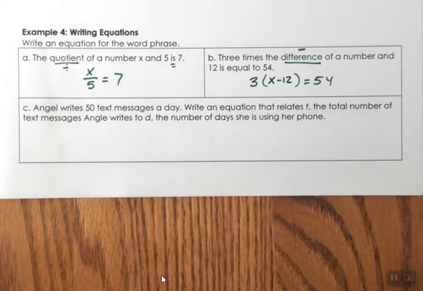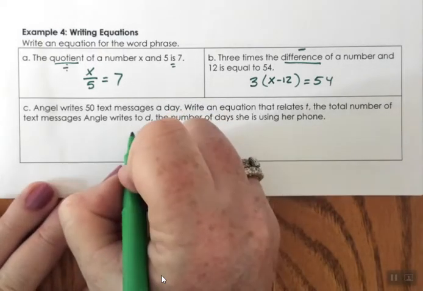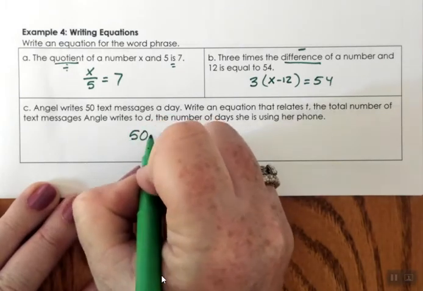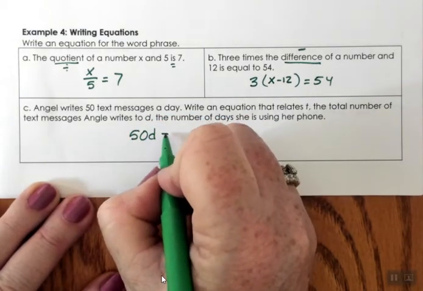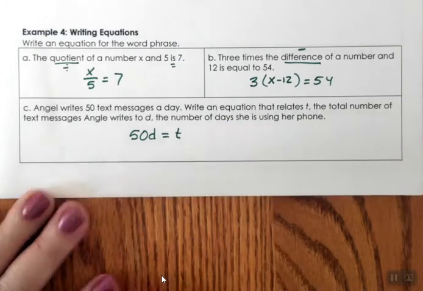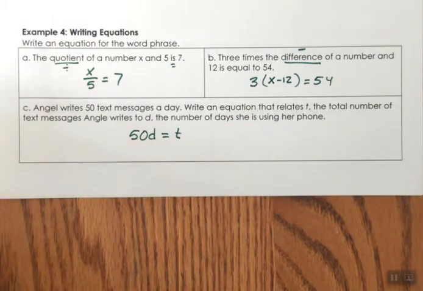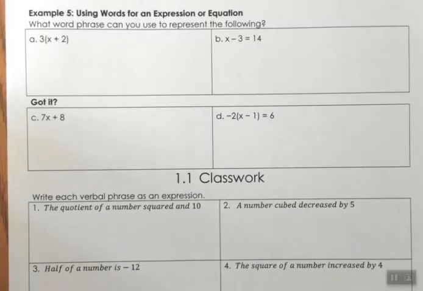And the last one, Angel writes 50 text messages a day. Write an equation that relates T, the total number of text messages Angel writes, to D, the number of days she's using her phone. So we know we have 50 messages a day, and that's going to equal our total number of messages. All right, try the got its and come right back.